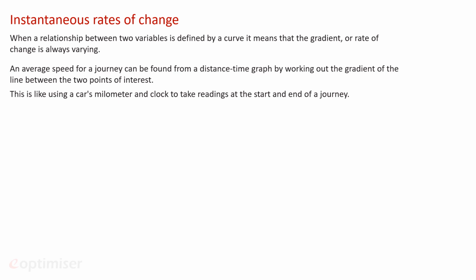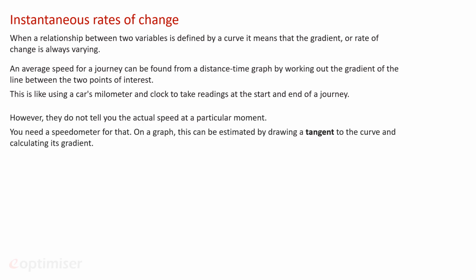It's like looking at the milometer, and you can get the distance you have traveled. Then you can check your watch, how much time you took to travel. Then you can say, this is the average speed you traveled. But by using this, you can't tell the exact speed. Here, you can only estimate it by looking at the tangent to the curve and calculating its gradient.